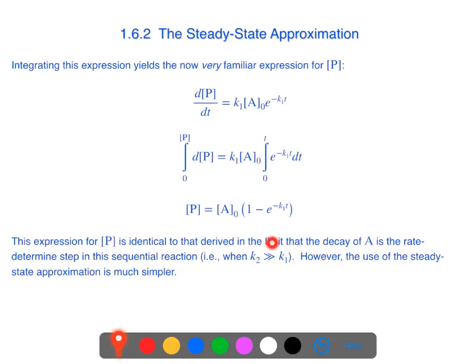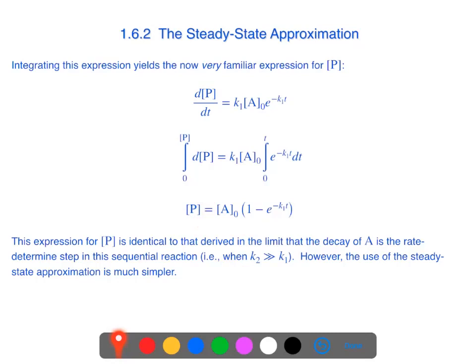So when k2 is much greater than k1, we saw previously that k1 was the rate determining step, and that's what we are observing under the steady state approximation for the same reaction mechanism. The k1 is the rate determining step for this particular system as well. The only difference is that instead of using a numerical solution or methodology, we've been able to obtain this exact same solution using the steady state approximation, and I would argue it's a simpler way to determine this particular concentration of product with time.